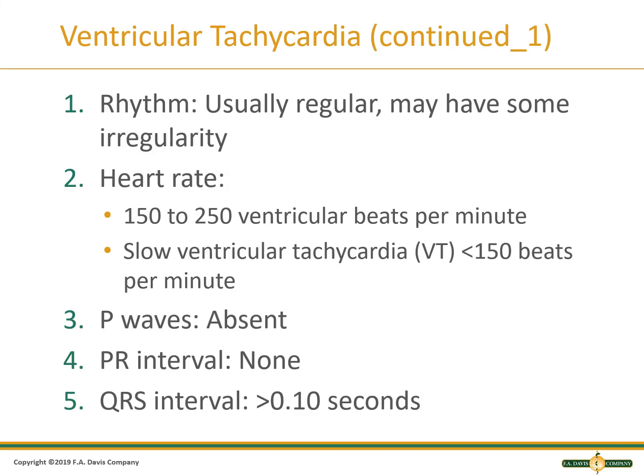In ventricular tachycardia, the rhythm is usually regular, may have some irregularity. The heart rate is 150 to 250 ventricular beats per minute. The slow ventricular tachycardia is less than 150 beats per minute. P waves are absent. PR interval is none because there are no P waves. QRS interval is greater than 0.10 seconds.